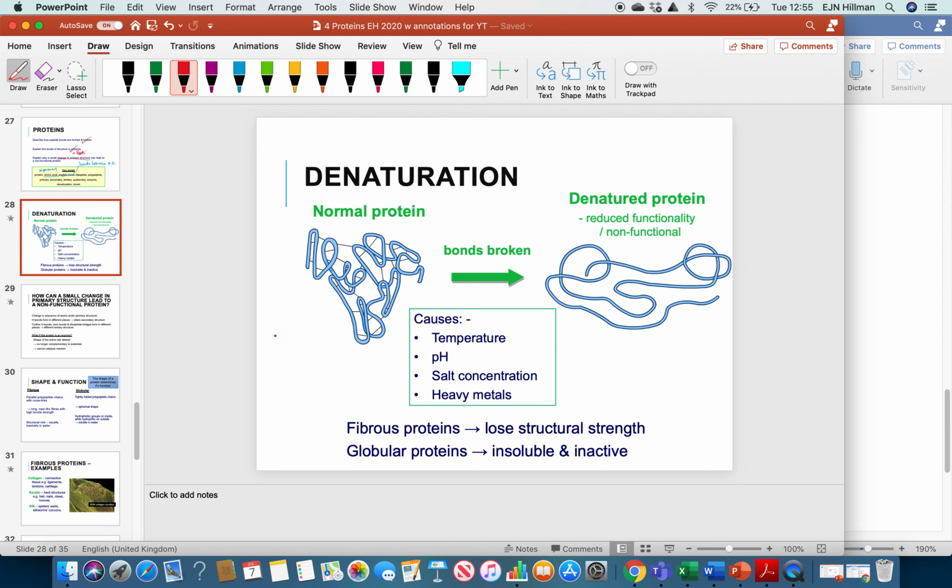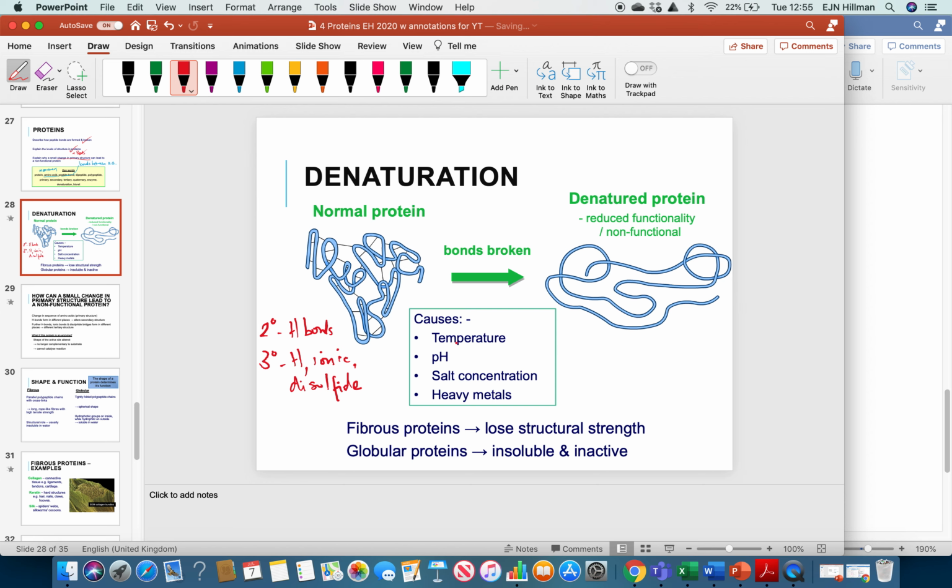Okay, so in the secondary structure, if we remember, we've got those hydrogen bonds. In the tertiary structure, we have the hydrogen bonds, the ionic, and then the disulfide bridges as well. Disulfide bridges or disulfide bonds.